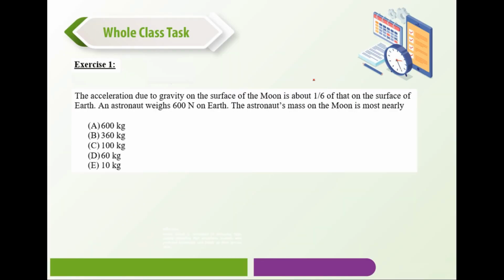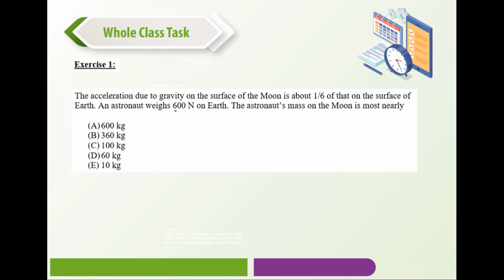Exercise 1. The acceleration due to gravity on the surface of the moon is about 1/6 of that on the surface of Earth. An astronaut weighs 600 newtons on Earth. The astronaut's mass on the moon is most nearly. Then they're asking for the mass of the astronaut. We know that the mass is always the same everywhere.